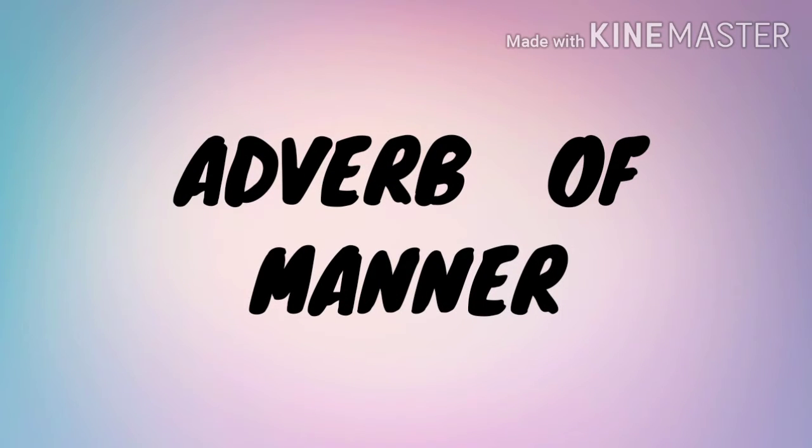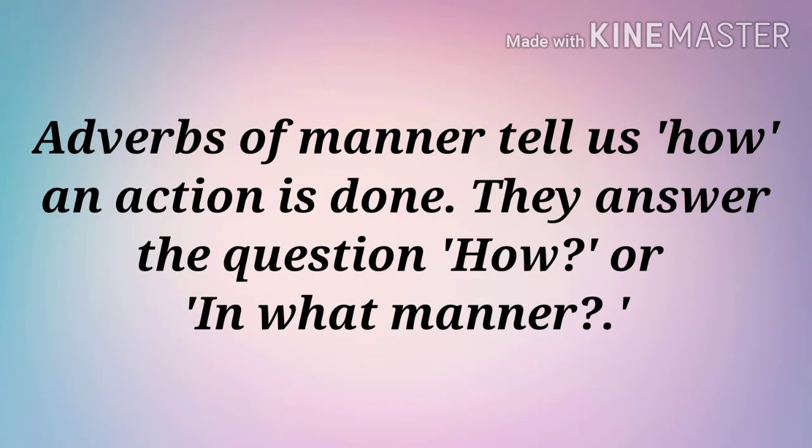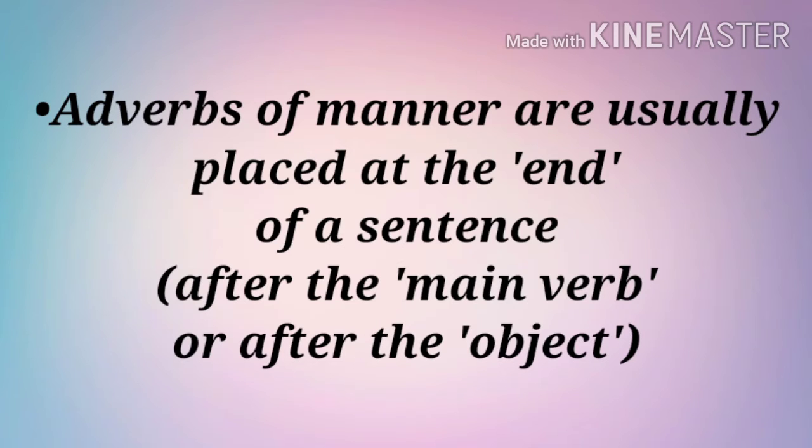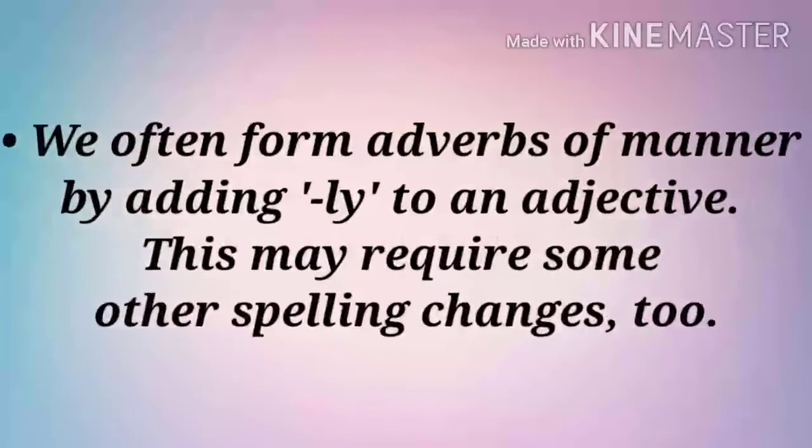First is adverb of manner. Adverbs of manner tell us how an action is done. They answer the question how or in what manner. Adverbs of manner are usually placed at the end of a sentence, after the main verb or after the object. For example, he ran quickly.